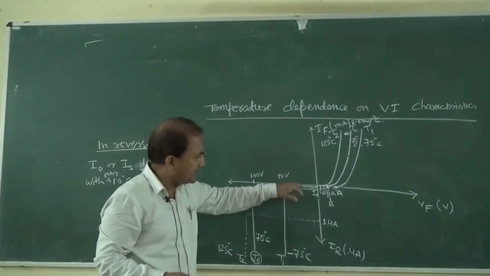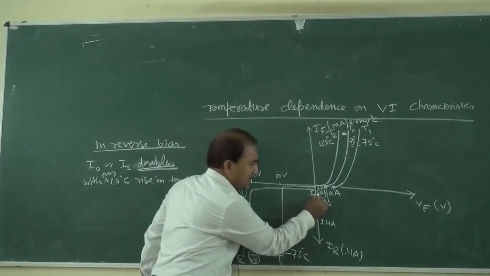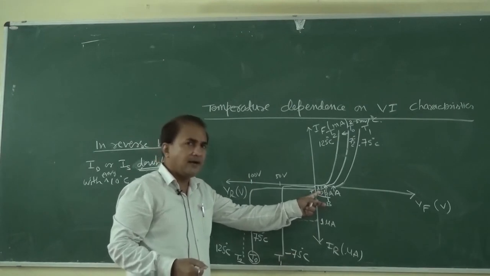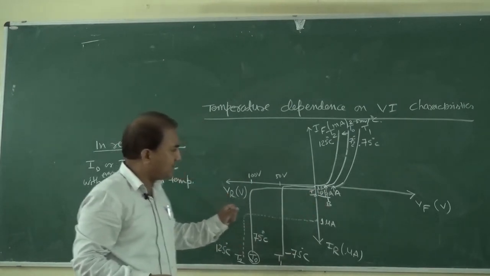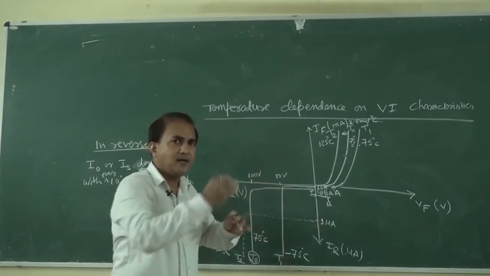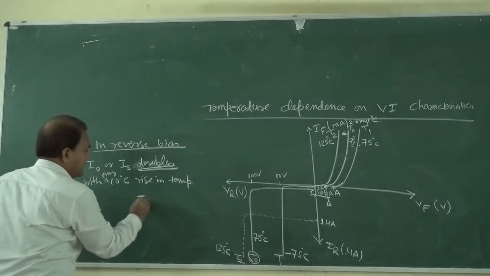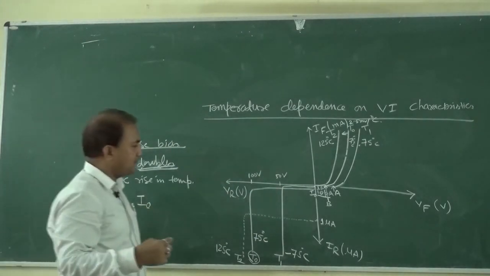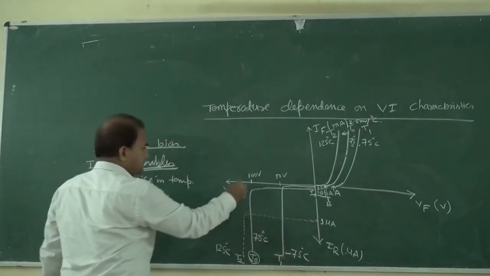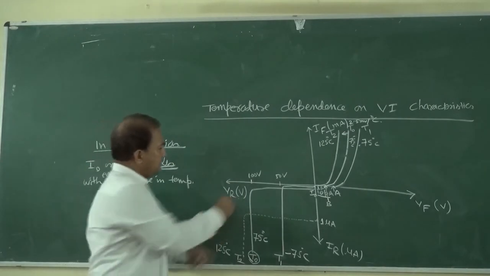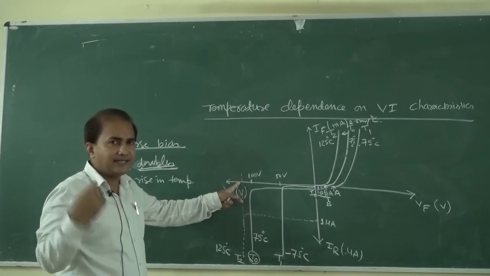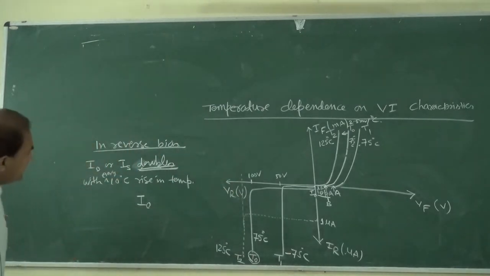So in this figure also we are seeing that this reverse leakage current is in the range of 10 picoampere. Okay. Now with the increase in temperature, now it is in 1 microampere range. Okay. So we can say that I naught increases with the rise in temperature, and also we are seeing that with the rise in temperature, the breakdown voltage, this is the breakdown voltage, the reverse breakdown voltage, it also increases.